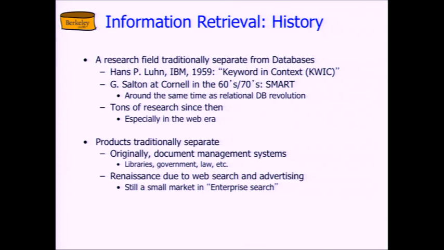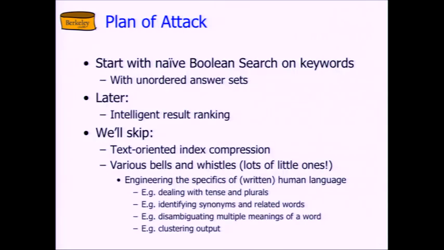The products, in terms of what was in information retrieval and what was in databases, have long been separate engineering artifacts. So the information retrieval products were originally these document management systems that were used by libraries and government and law firms. And the exciting stuff really happened with web search and advertising. Right? There is still a market in enterprise search, but it's not a very big market. It's really all about the web.